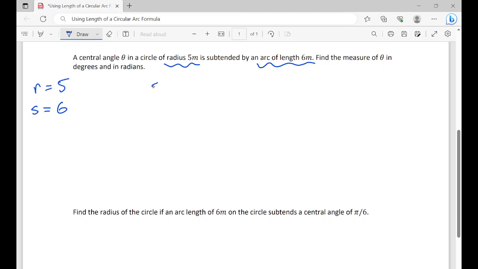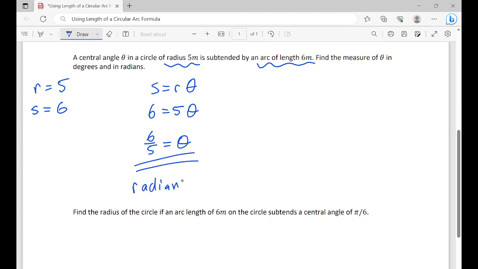Well, I know that s equals r theta, so I'm going to plug in what I know. 6 equals 5 times theta. I'm going to divide by 5, and I get 6/5 equals theta. And since theta is already in radians, this is my radian measurement.